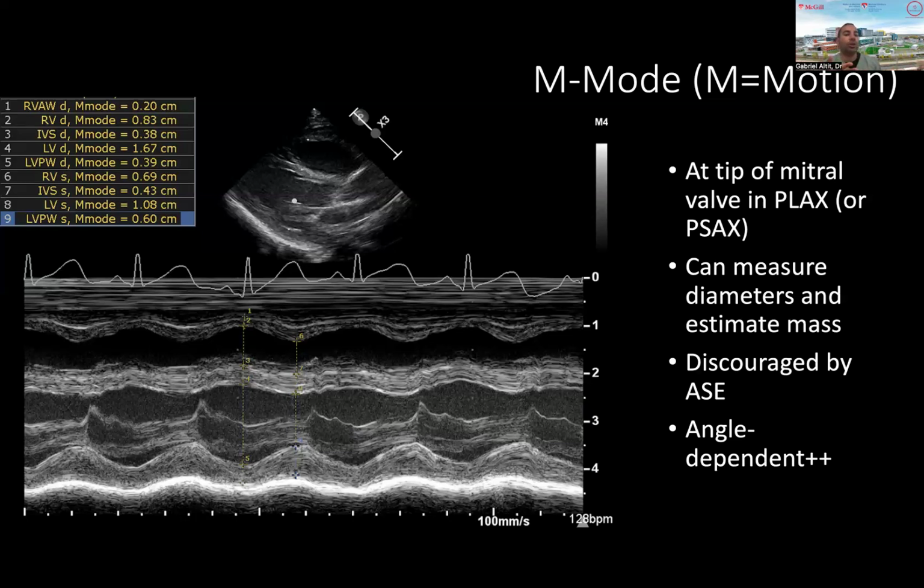Number two, you're going to look at the shortening fraction, which is a ratio between your LV diastolic diameter and your peak systolic diameter. And so this ratio will inform you on function. So if you're above 30%, it's usually quite reassuring.